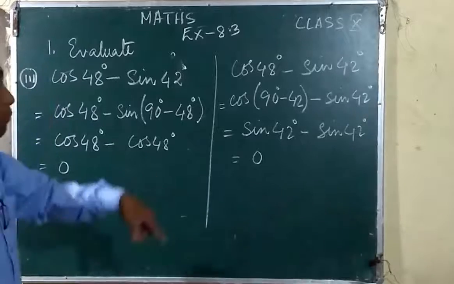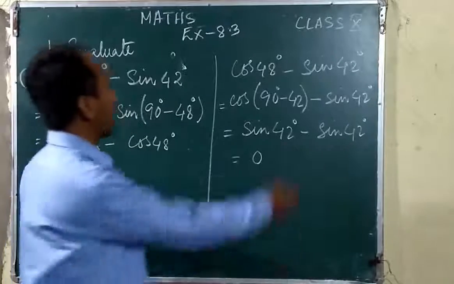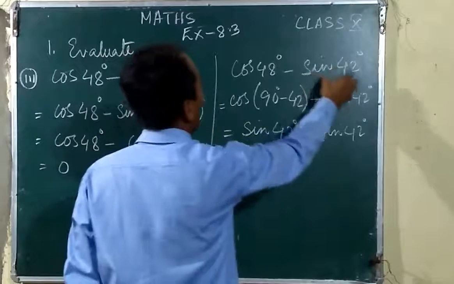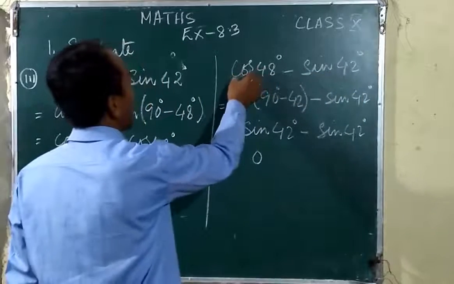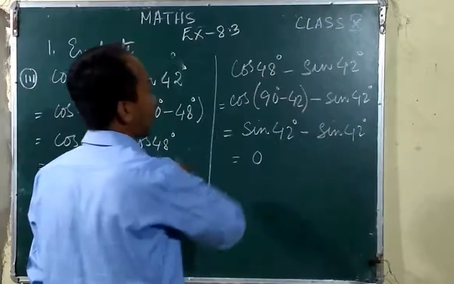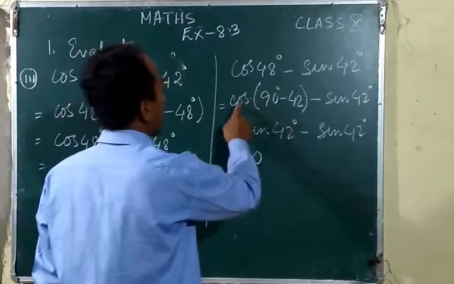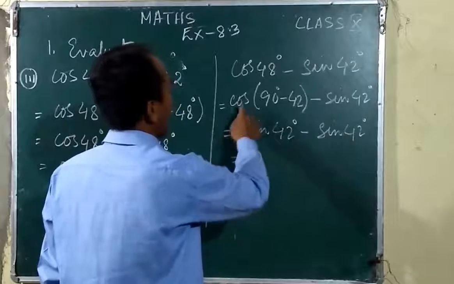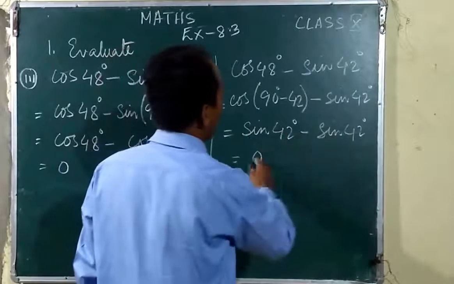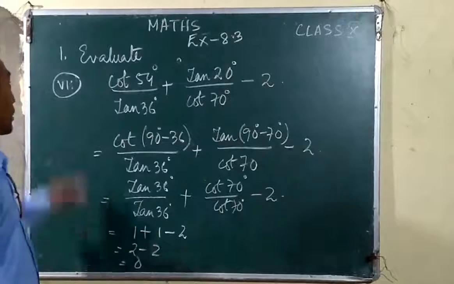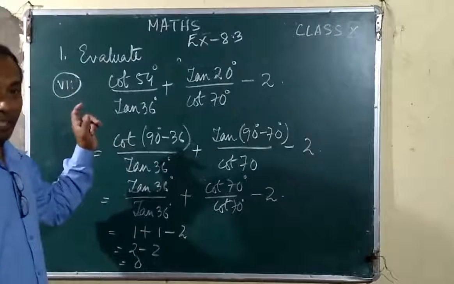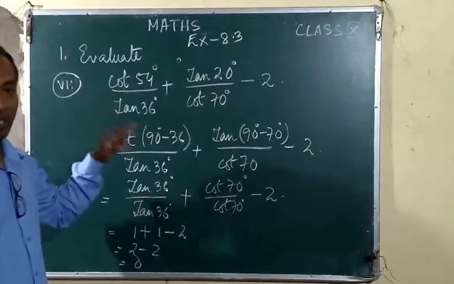Similarly, in the same way, I can do this same sum like this: cos 48 minus sine 42. Now keeping sine 42 constant, I will convert cos 48 into cos 90 minus 42. 90 minus 42 is 48. So this becomes the formula of cos 90 minus A. Cos 90 minus A is sine A. So sine 42 minus sine 42 is 0. So my dear students, I have done question number 1 and question number 3. You can do question number 2.